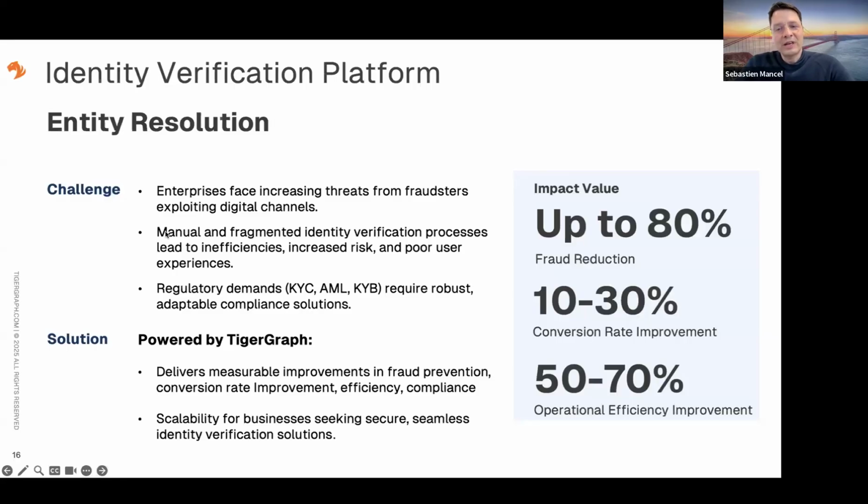By applying TigerGraph, this provider can connect and resolve identities across documents, devices, and accounts to deliver a unified, trusted view of each customer. And that means better fraud protection, smoother onboarding, and stronger compliance. And the results are striking. Up to 80% fraud reduction, 10 to 30% higher conversion rate, and 50 to 70% improvements in operational efficiency. Now, the key point is that entity resolution isn't just about meeting compliance and regulator expectations. It's also about creating frictionless, trustworthy experiences for customers.